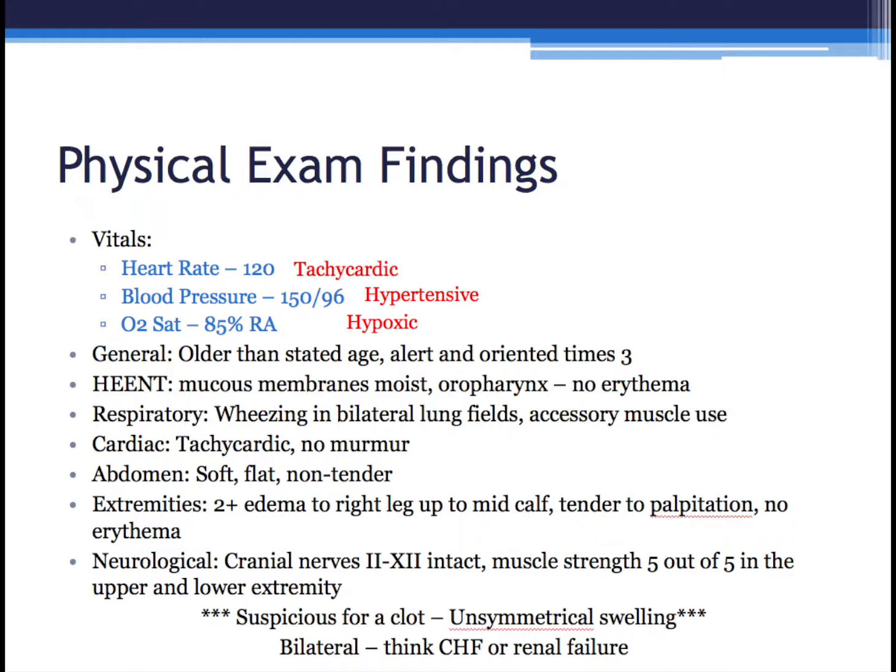She's a heavy smoker with oral contraceptive pills. Her vital signs are showing she's not getting enough oxygen. Her heart is working harder than normal to pump blood throughout her system. So very suspicious for clot.